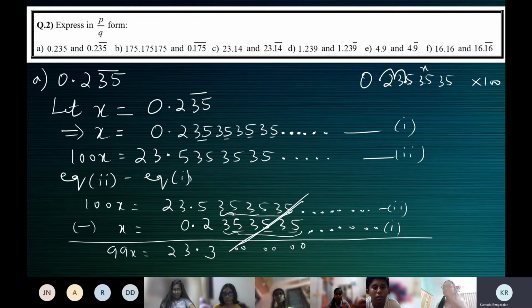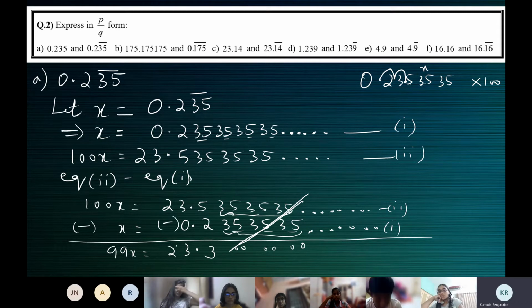Equation 1 and equation 2. Now perform equation 2 minus equation 1. So you should write the equations one below the other carefully. The decimal point, please make sure that it falls one below the other. Then subtract. I didn't change the sign here. Here also a minus sign, children. Please put a minus sign here also. Subtract. 100x minus x is 99x.